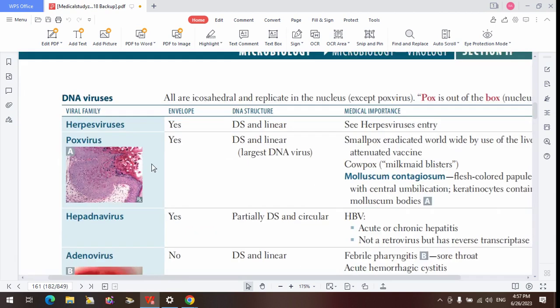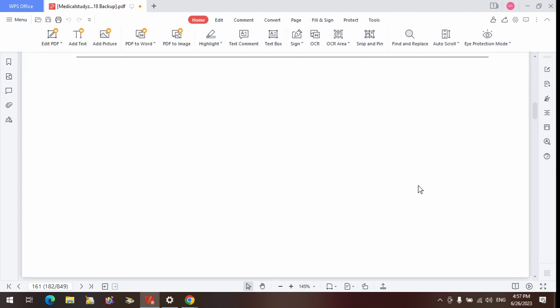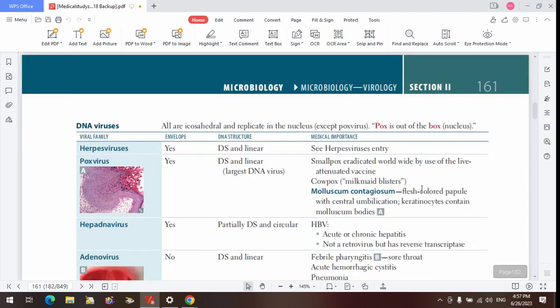So you guys can see this. This is what it looks like. Can you guys see this? But it's unlikely for them to show us a histology. Most of the time they will show us the gross lesion. They will describe the gross lesion with the central umbilication, or they show us a picture of that. So that's that about molluscum contagiosum.